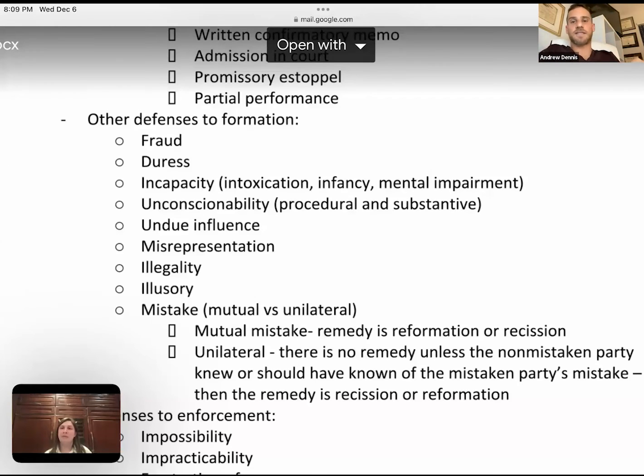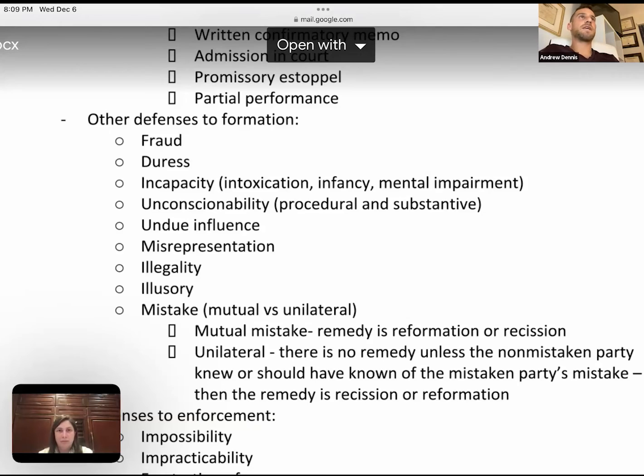That's what we're doing here with these essays. Same with the defenses. We could potentially tell the reader these are all the defenses, and then these are the ones that apply, and for the ones that apply, give more complete definitions and do more sophisticated IRACs: issue, rule, analysis, conclusion; issue, rule, analysis, opposing argument, conclusion. So we have fraud, duress, incapacity, which is intoxication, infancy, mental impairment, and unconscionability, procedural and substantive.